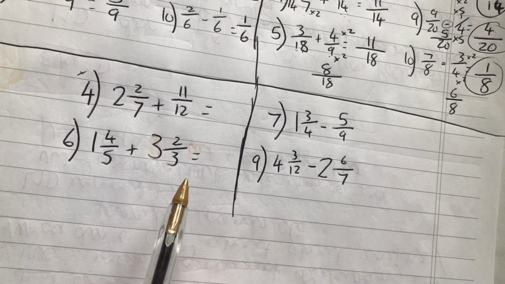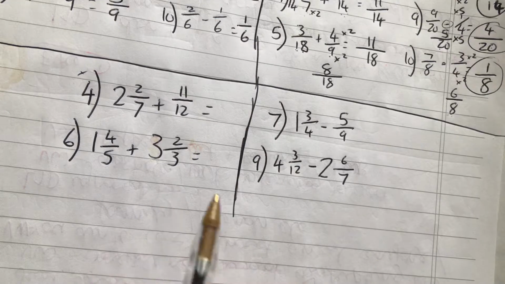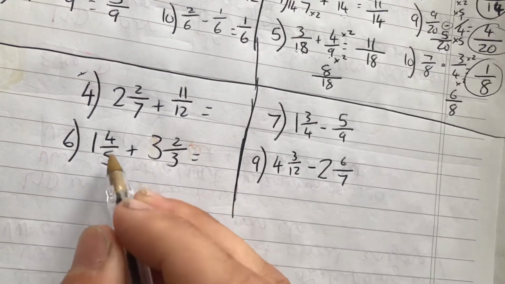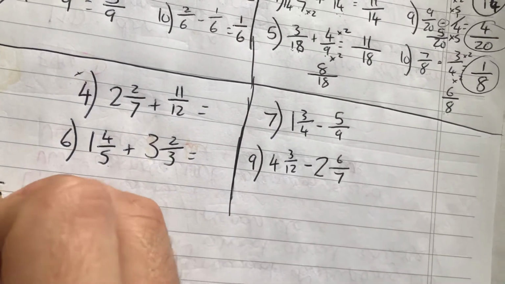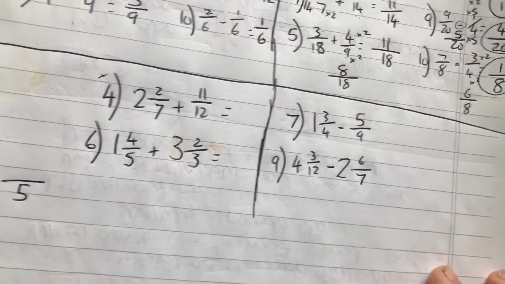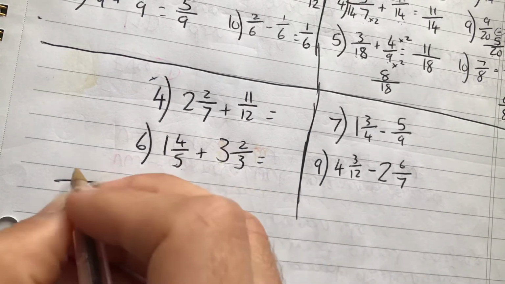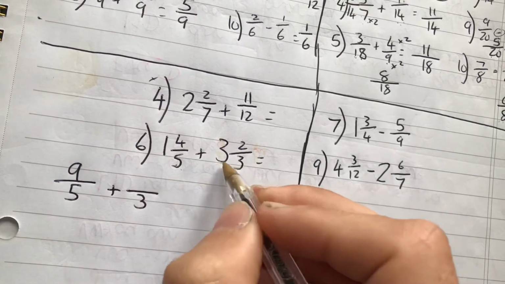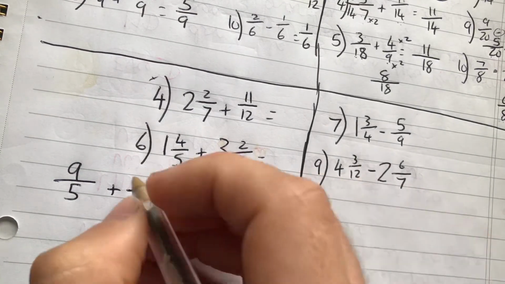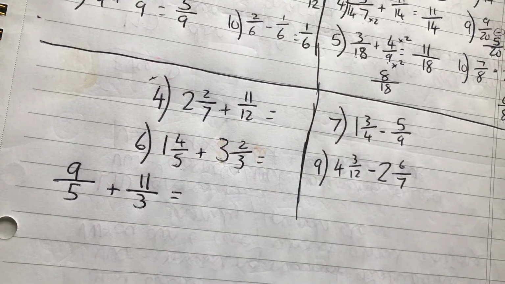So first things first, we need to make sure they're the same type of fraction. So first of all, let's convert them. 1 times 5, well, it's going to be in fifths, isn't it? So 1 times 5 is 5, add 4 is 9. So that's going to be 9/5. This one's going to be in thirds. 3 times 3 is 9, add 2 is 11. Here we go. So there's our question: 9/5 add 11/3.